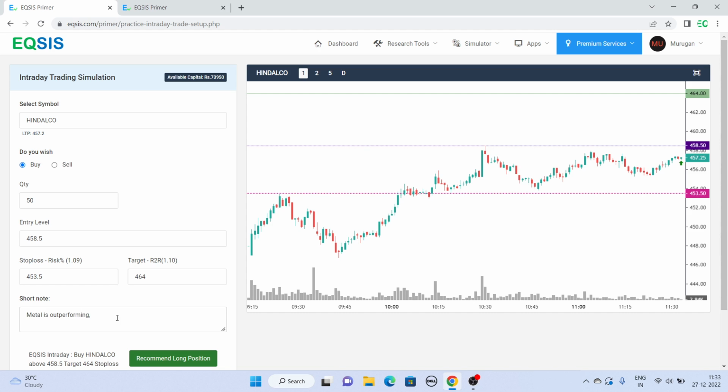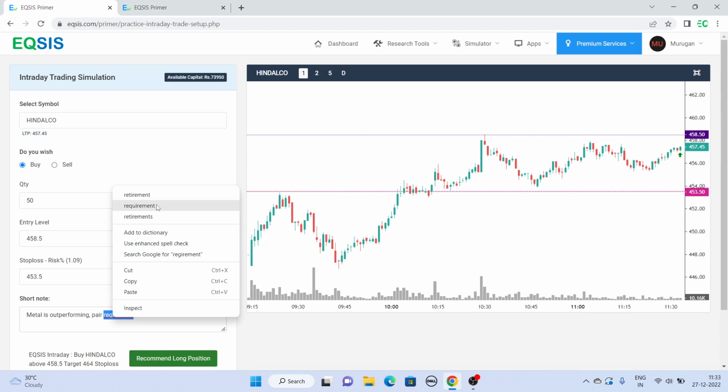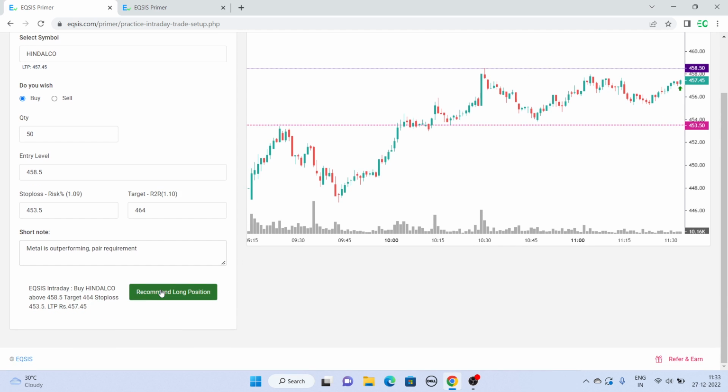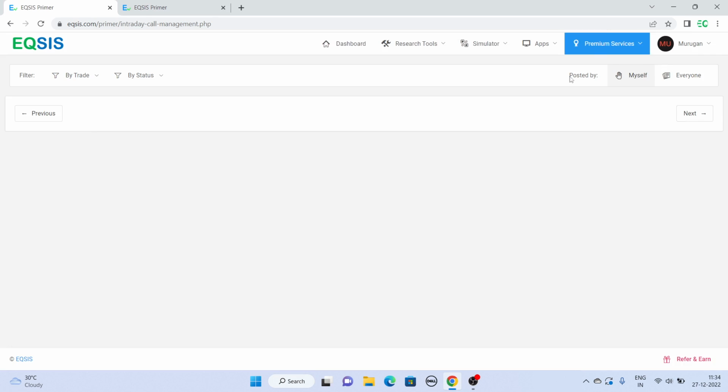And this comes to help to have a pair trade, for a pair requirement. So this is how you can have some things coming into the picture. So I can say recommend long positions. It did add successfully.